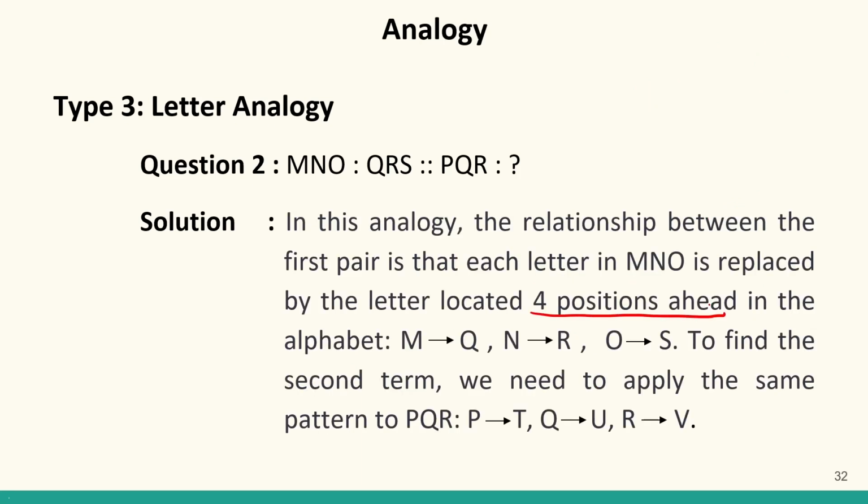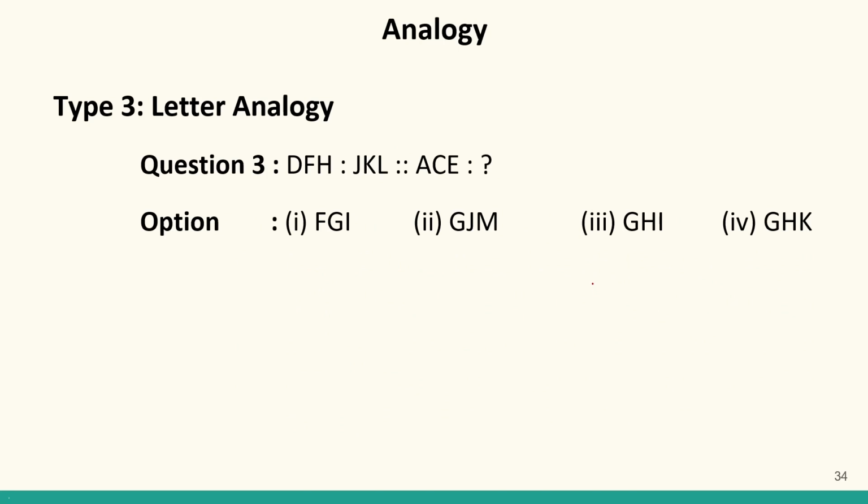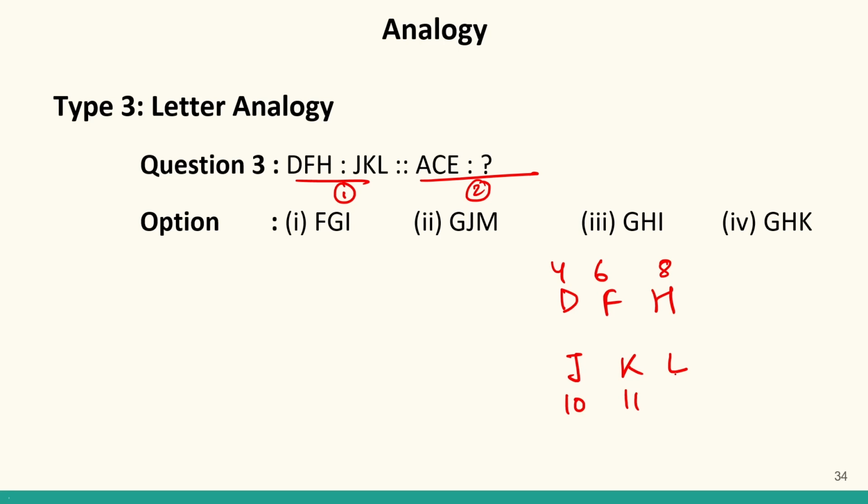We are moving 4 positions ahead. Now same thing for this question as well. This is the first pair and we have to find the missing element in the second pair. So from D, F, H, we are moving to J, K, L. Now D is positioned at 4, F is positioned at 6, and H is positioned at 8. J is positioned at how much? J is positioned at 10, K is positioned at 11, and L is positioned at 12.